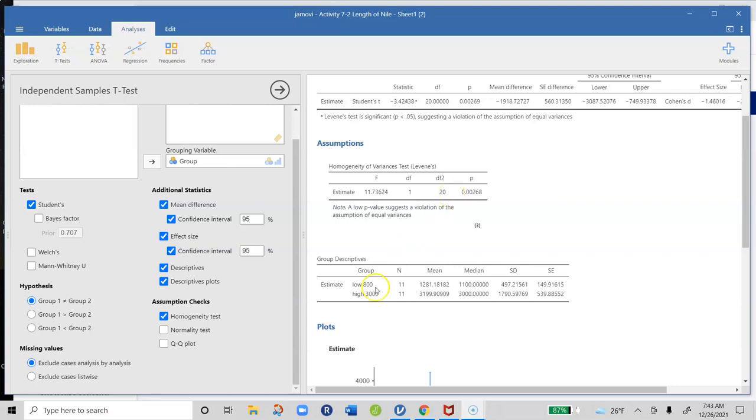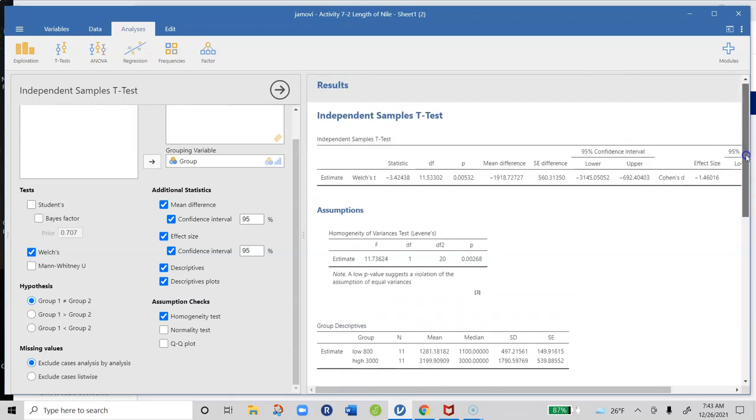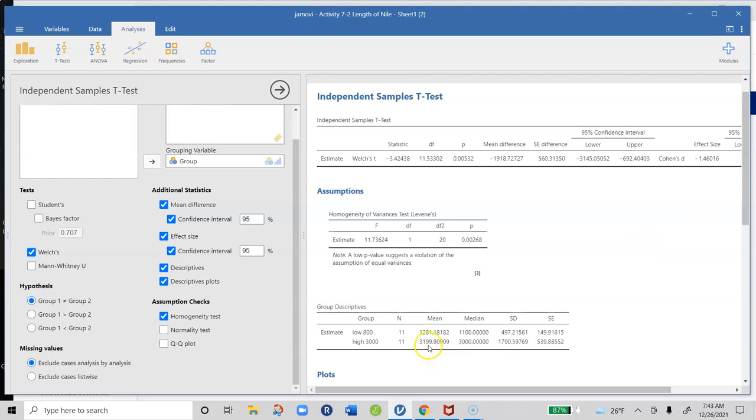So when that's the case, rather than do the Student's t-test over here, you click on the Welch's t-test. And this does some different calculations for the degrees of freedom. So we're going to be interpreting the Welch's t-test here. So what we're doing with this t-test is comparing two means. Our low anchor group, on average, said that the Nile was about 1,281 miles long, whereas the high anchor group said it was on average 3,199.9 miles long. So our t-test is meant to compare those two means and see if that difference is large enough for us to think that it's not likely to be due to sampling error.